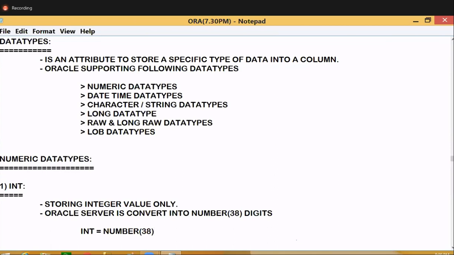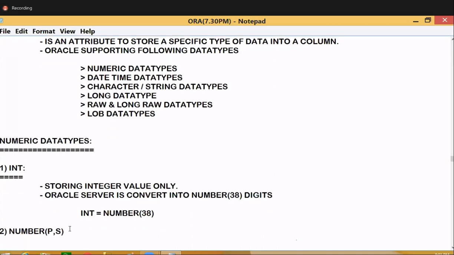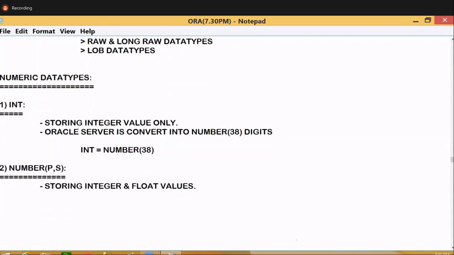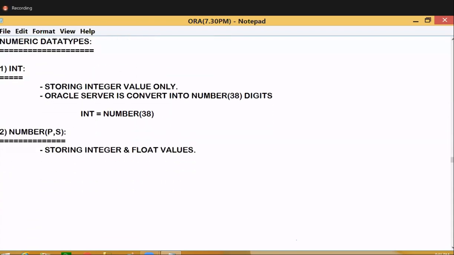This data type accepts only integer format data, and other than integer data it never accepts any other values. The next one is NUMBER(p,s). This data type stores both integer and float values. Both kinds of information will be stored under NUMBER(p,s).